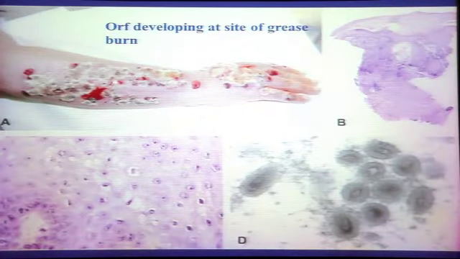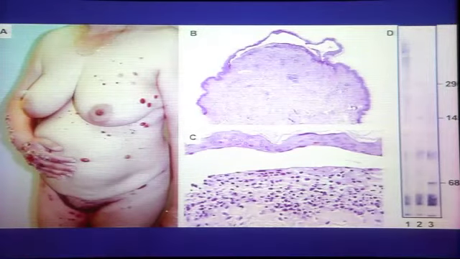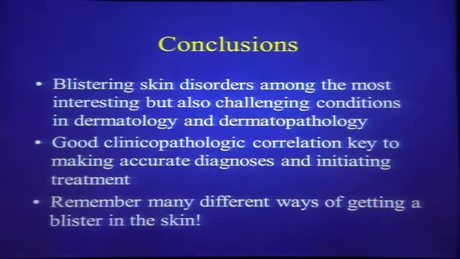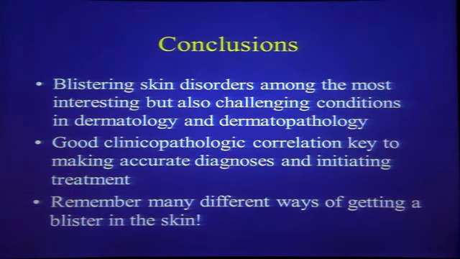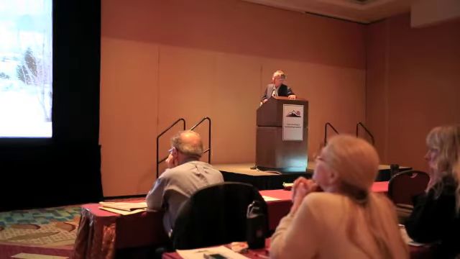So what we're thinking, this guy had ORF that developed at the site of a grease burn, and these are the bread loaf viruses again that you need to know for the boards. And they also had this EM-like pemphigoid-like process, interestingly enough. So we don't know what that was due to, probably some kind of epitope spreading, but just showing you that you can get interesting immunobullous diseases even occurring secondary to viral infections. So very important topic, one that you're going to be called upon to diagnose both clinically and histologically, and you do need good clinical correlation to make the diagnosis.